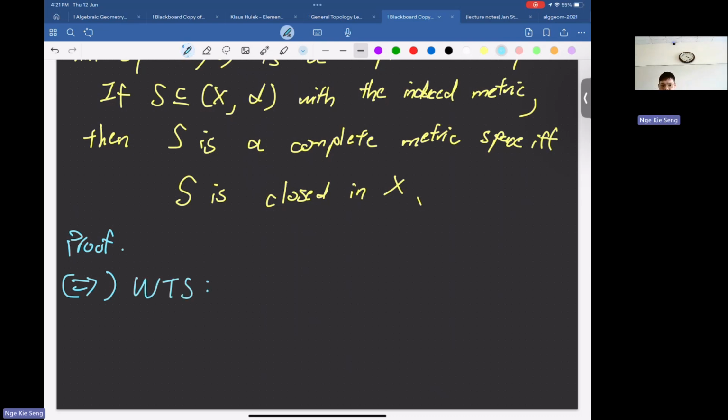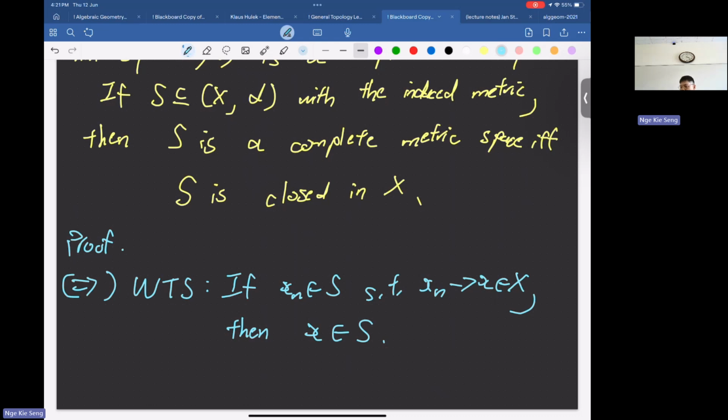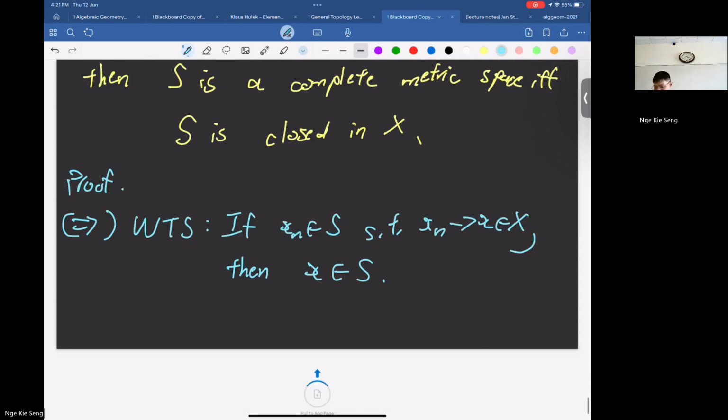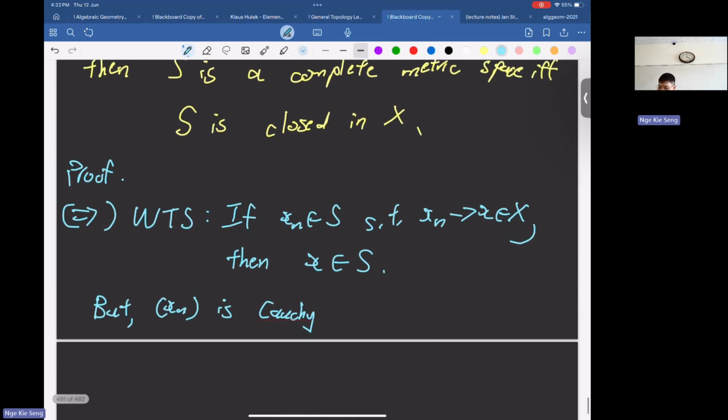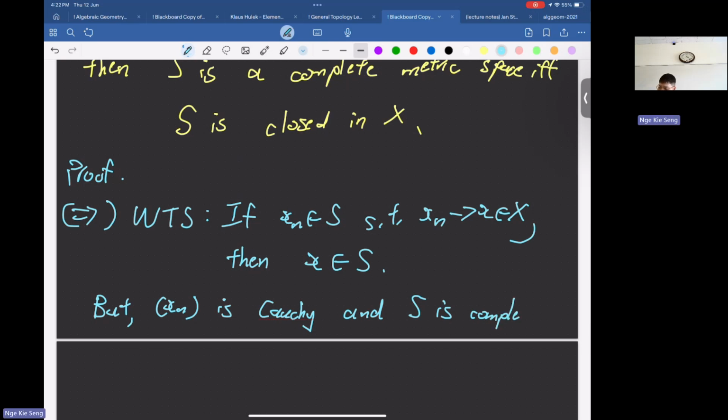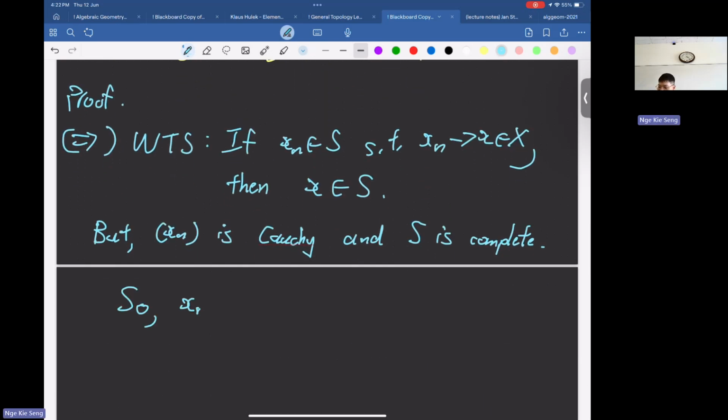Let's do this direction first, prove that S is closed. What we need to show is that if Sn in S such that Sn converges to x, then this limit point here actually lives inside S as well, so S contains all the limit points. Because this is a metric space, I will just use sequences. Because this is a convergent sequence, we know that Sn is actually Cauchy. But we assume that S is complete. So Sn will converge to some y in S.